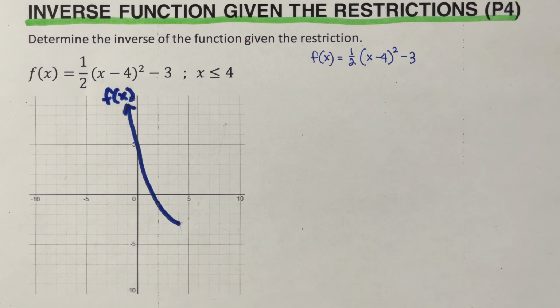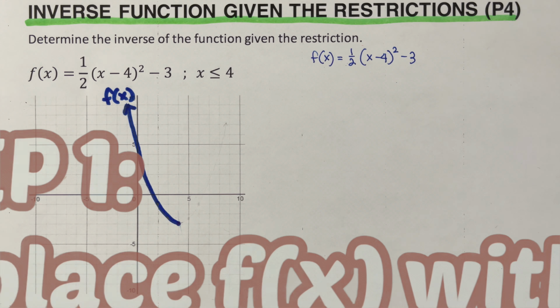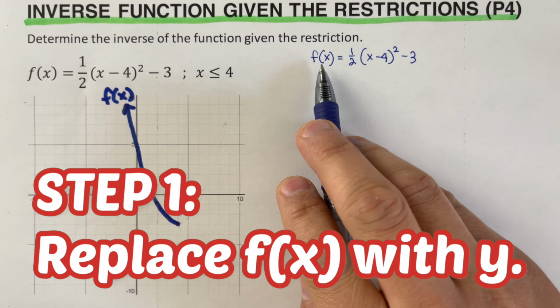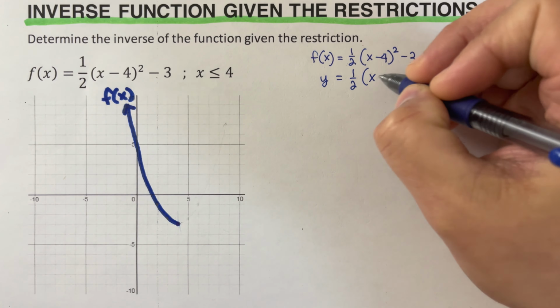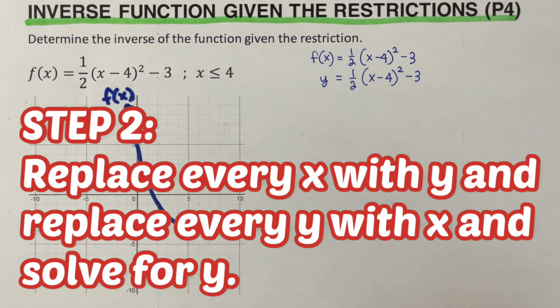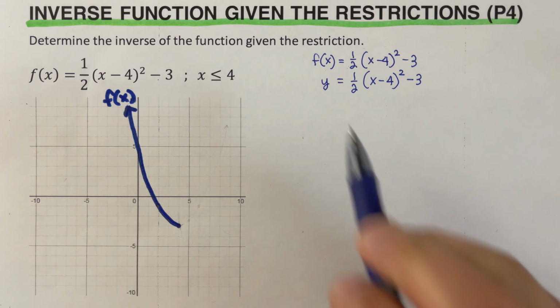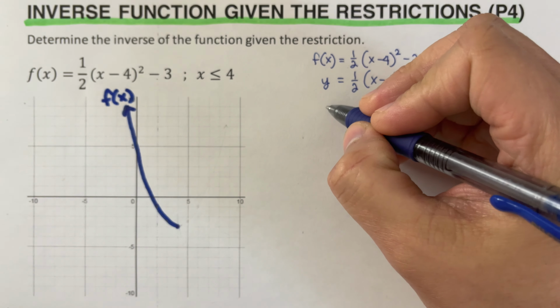There are steps that we need to follow in order to determine the inverse of any function. The first step is to replace f of x with y. So this f of x will become a y. So I'm just going to go ahead and rewrite this. The second step is to replace every x with y and replace every y with x and solve for y. So pretty much this y that we have right here will become an x and this x will become a y. So this equation would come out.